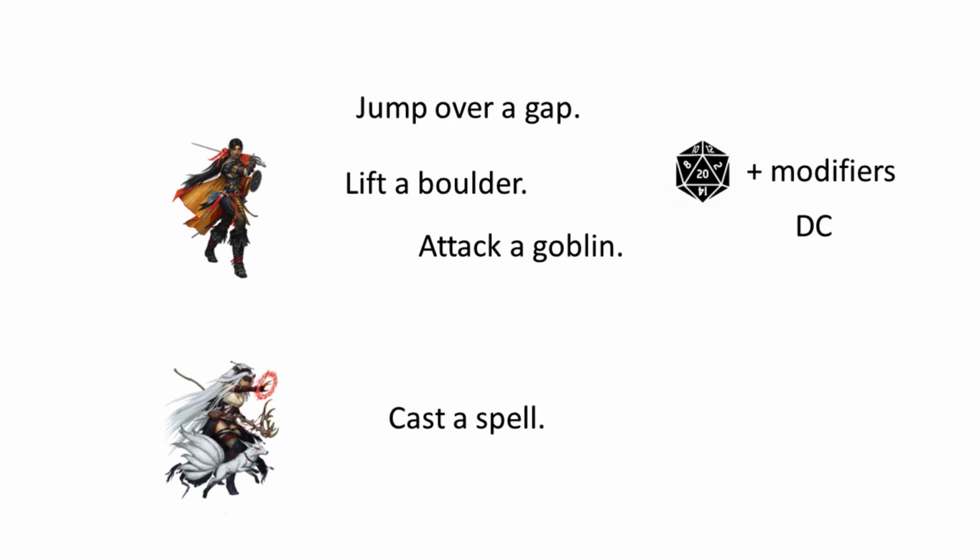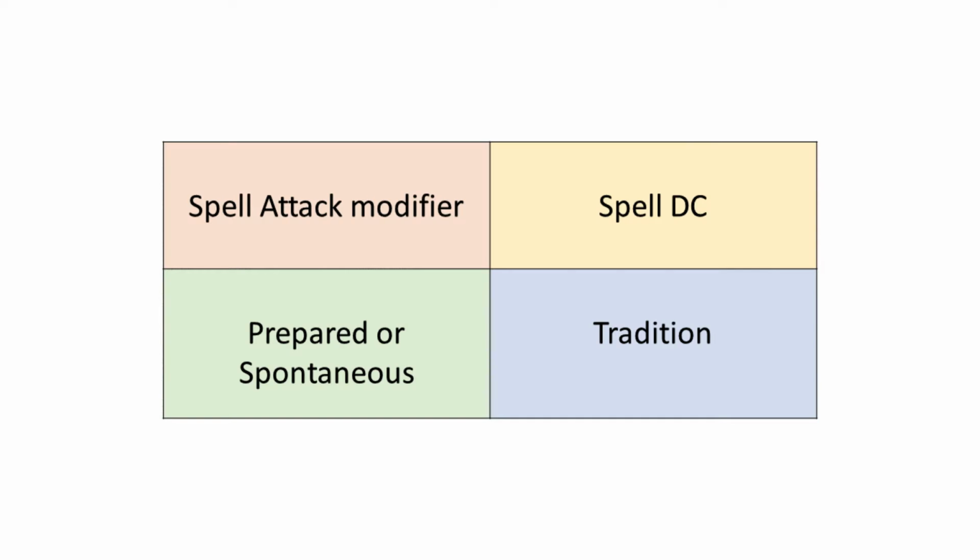Let's say you wanted to cast a spell. What do? Well, it's not as complicated as it sounds. Spells just happen. If you want to cast the spell Produce Flame, then you produce a flame. If you're a spellcaster, you have to know these 4 things.